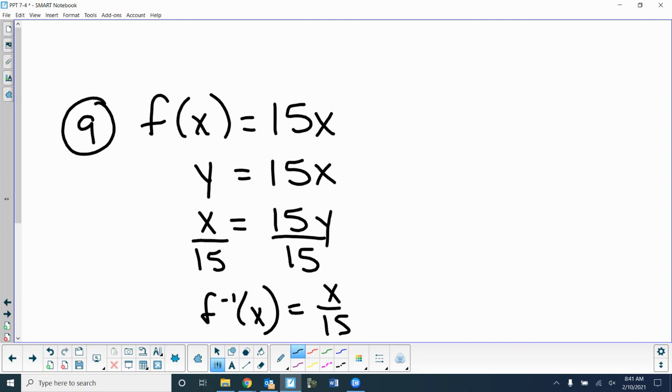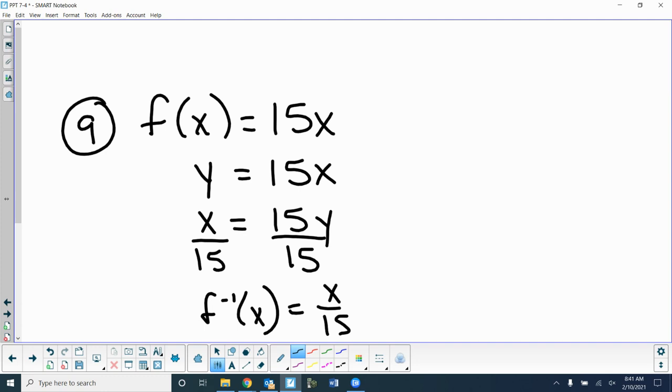Number 12, same thing. Olivia Carr, what'd you get? I kind of feel the 3. That is correct. X minus 2 over 3. Does anybody need to see number 12? Do the same thing. Write it as x equals 3y plus 2, and then just solve for y. Okay?